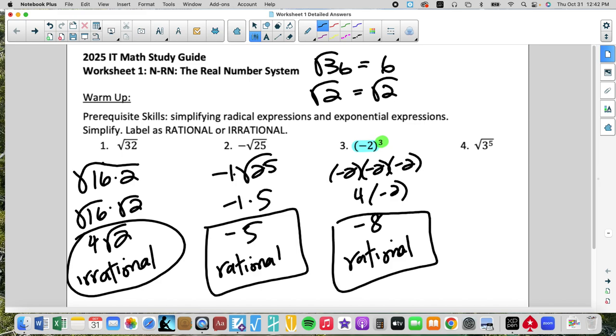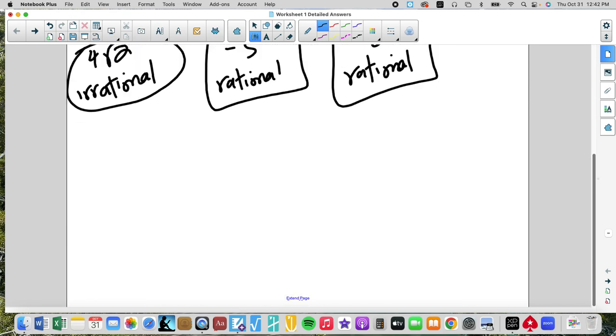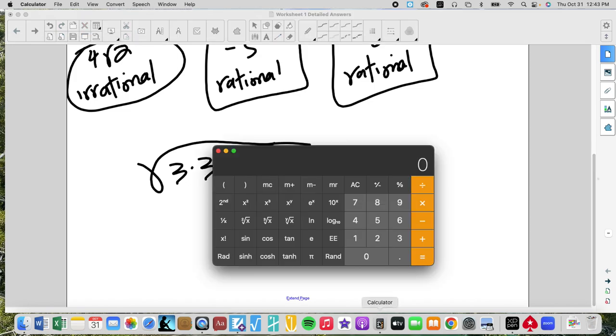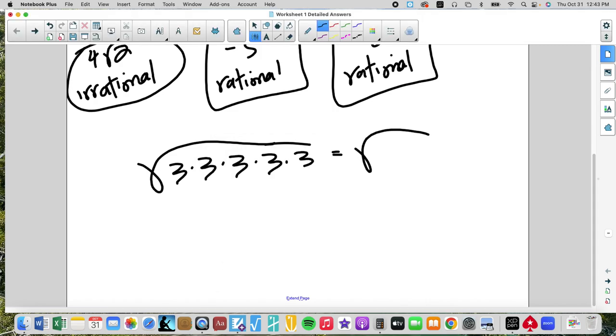And then we have the square root of 3 to the 5th. Well, we could do it out. We could do 3 times 3 times 3 times 3 times 3, but that's going to be a big number. Let's do this. We'll figure out 3 to the 5th power is 243. So yes, we can do the square root of 243, but that's very inefficient. We don't like making things bigger just to break them down.